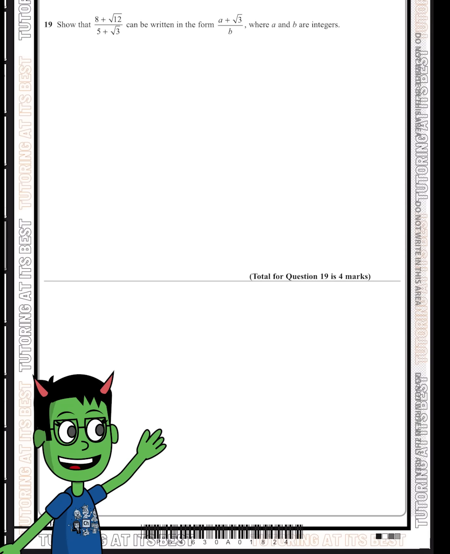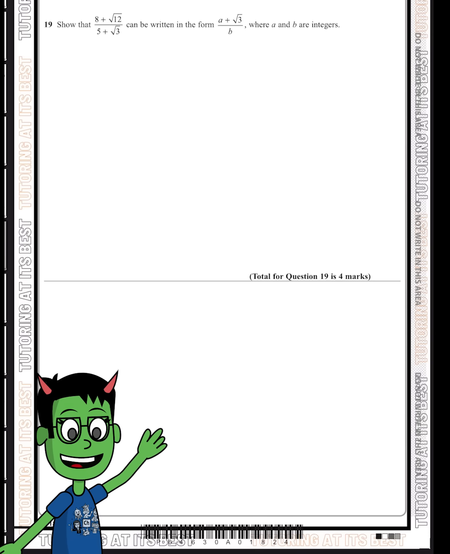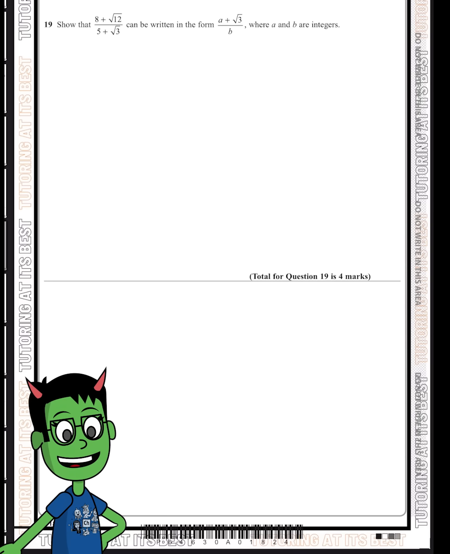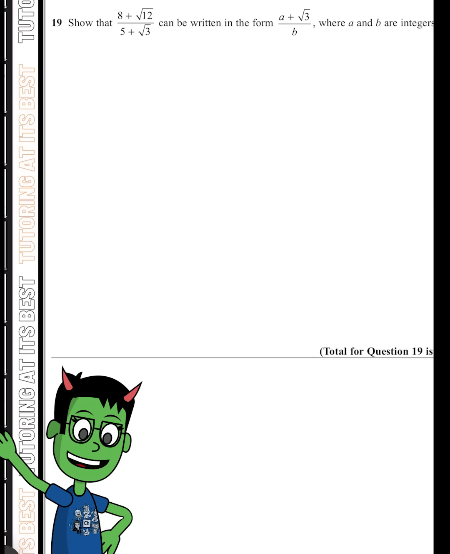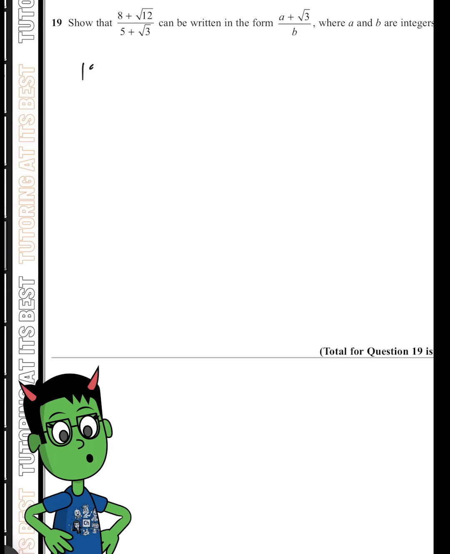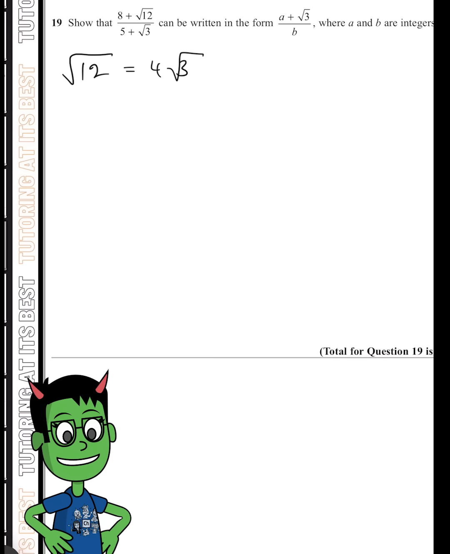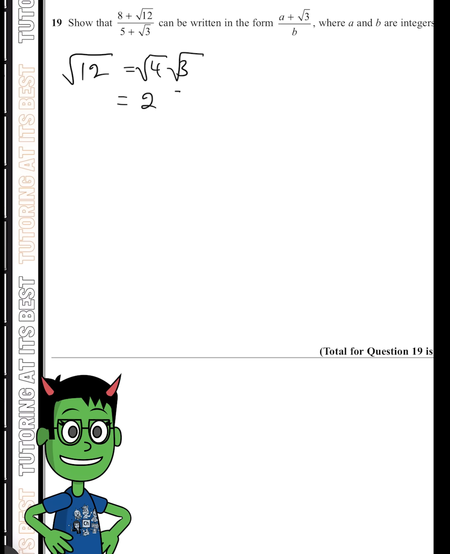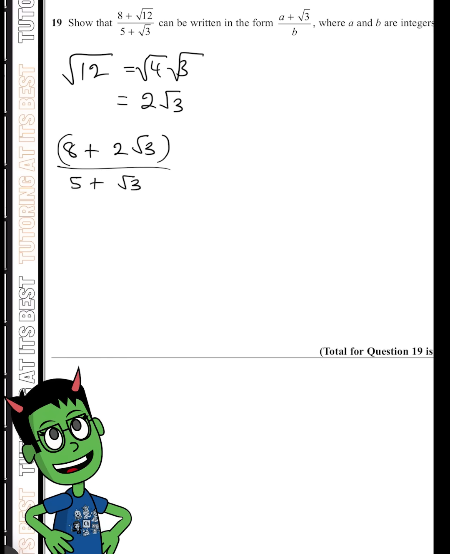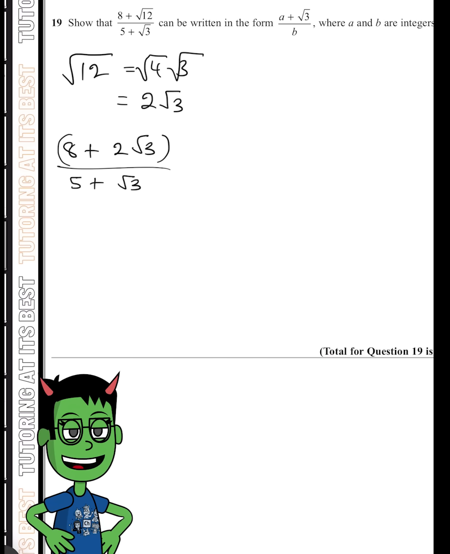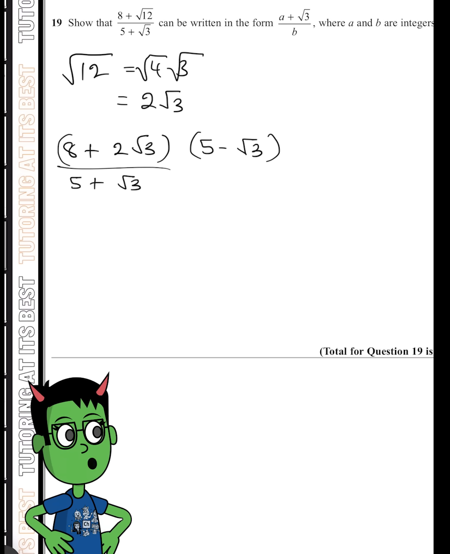Once again, we've been given a show question. And again, it may look like we need to work with rationalizing our denominator as we've got surds. So let's go ahead and prove this. The first thing I'm going to do is simplify root 12. I know that gives me root 4 and root 3, which can also give me 2 root 3. I'm then going to rationalize my denominator. So I'll have 8 plus 2 root 3 on my numerator, and my denominator is going to be 5 plus root 3. And remember, when you're rationalizing, your operation must change in your denominator. So it's 5 minus root 3.